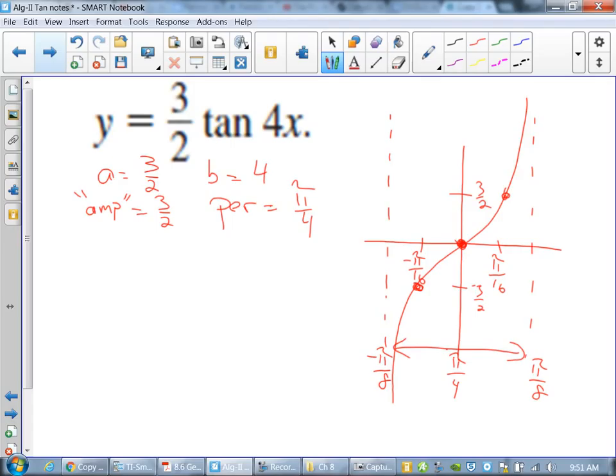How do you know that it's going up? When the a value is positive for tangent, it's always increasing from left to right. If it's negative, it's decreasing from left to right. It's just reversed.